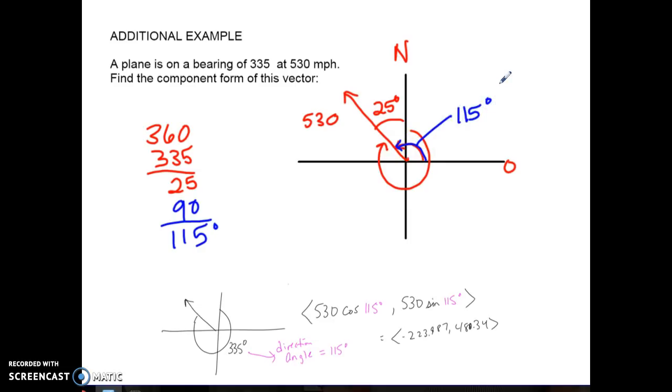So the components are right down below here. This is 530 times cosine of 115, and our vertical direction is 530 times the sine of 115. If we plug this in our calculator, make note here, it's negative 223.987, which makes sense because I'm in quadrant 2, and the horizontal direction in quadrant 2, or the x direction, is negative. And I get 480.34 for my vertical direction, which is positive in quadrant 2. So make sure that our directional angle makes sense with our component form of our vector.